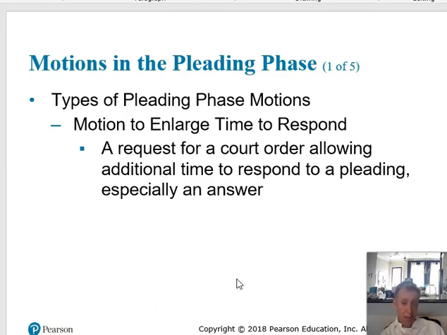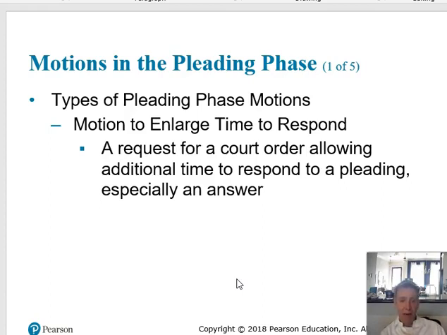Types of pleading phase motions. This is before the trial, and you've gotten the original service of the pleadings. Now, what you might do is file a motion to enlarge time to respond. You might only have 30 days. You'd be like, wait a minute, I'm going to need more time to respond to this. So it's a request of the court allowing additional time to respond to a pleading, especially an answer. This is very, very common.